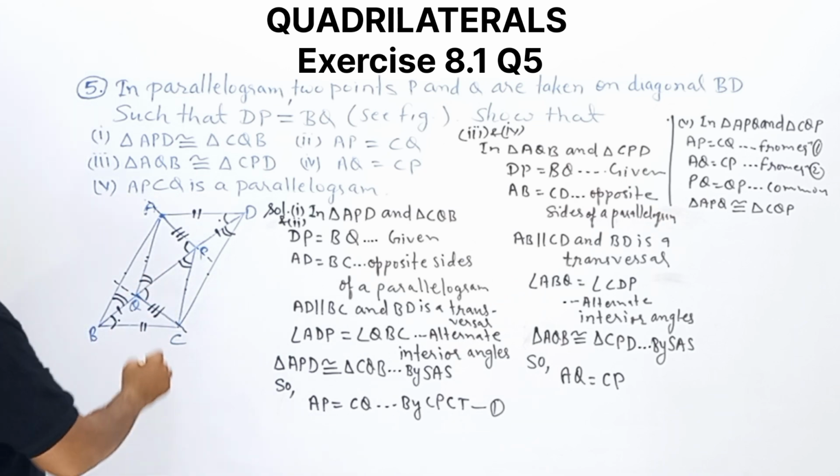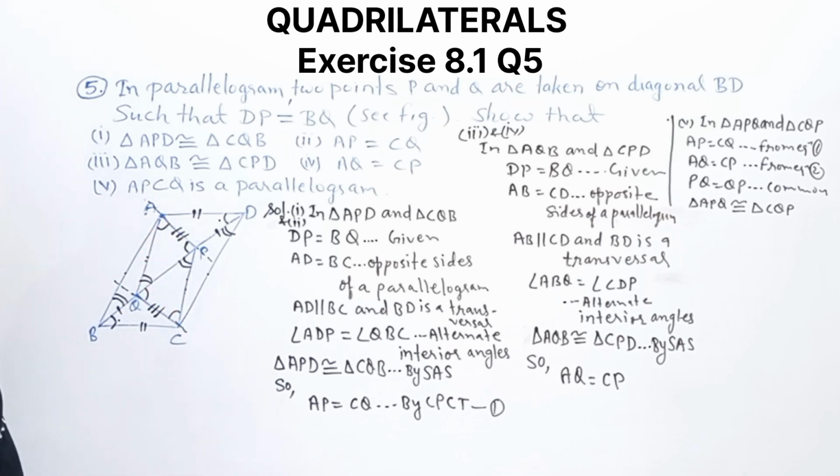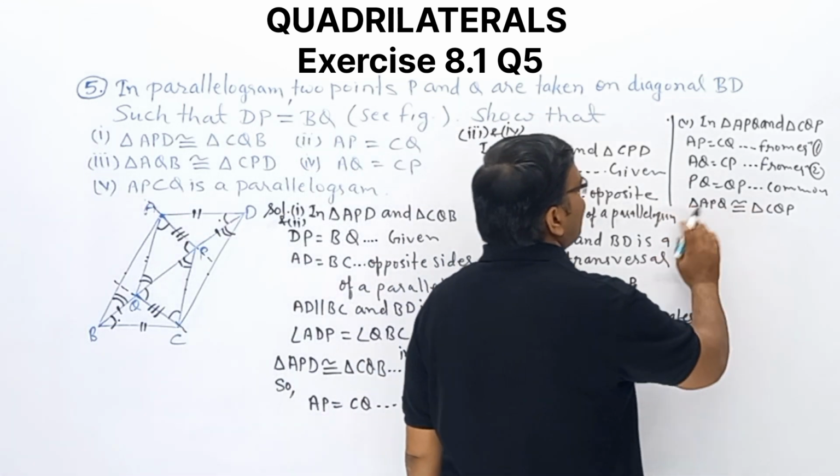Clear? And this angle equal to this one. Then we can say this angle equal to this one, this equal to this one, this equal to this one. So we can say APCQ will be what? Parallelogram. So we proved that these two triangles are congruent.